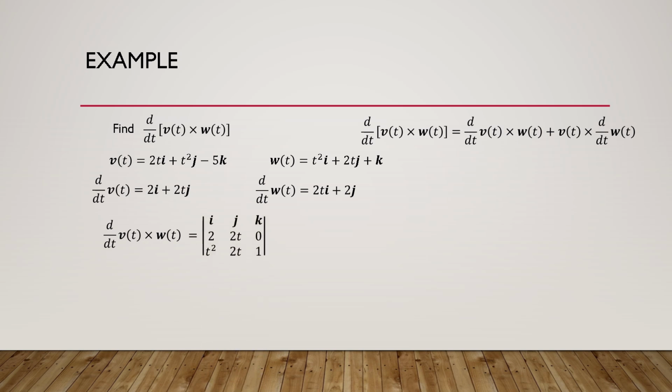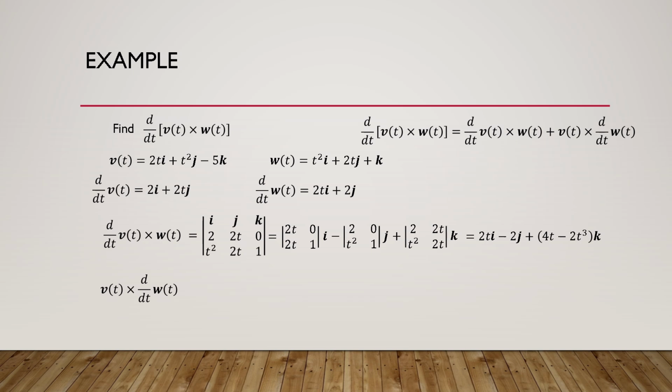For this, we use the 3x3 determinant, filling in the first row i, j, k, and the second row from d/dt of v(t): 2, 2t, and 0. Finally, the third row from w(t): t squared, 2t, and 1. This equals the three 2x2 determinants: (2t, 0; 2t, 1) times i, minus (2, 0; t squared, 1) times j, plus (2, 2t; t squared, 2t) times k. This equals 2ti minus 2j plus the quantity of 4t minus 2t cubed times k.